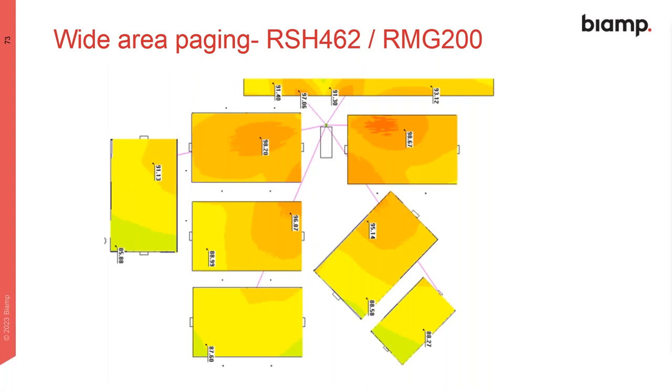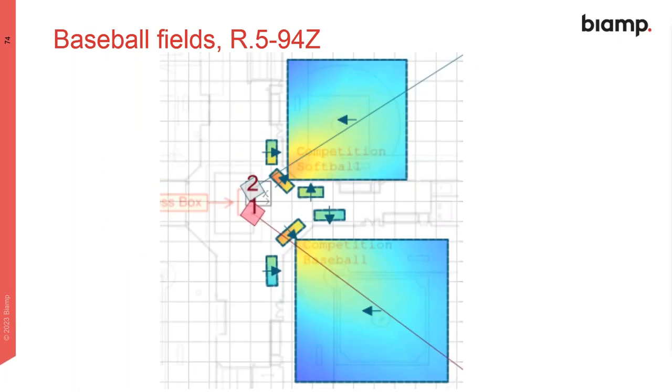Pardon the sideways SPL numbers, but even in the near field, I did about a 50 foot height on these. You hit 100 dB, but look, you're still mid to upper 80s out here when Mother Nature's behaving. So those RSHs and RMGs can be very efficiently used to cover a lot of area.